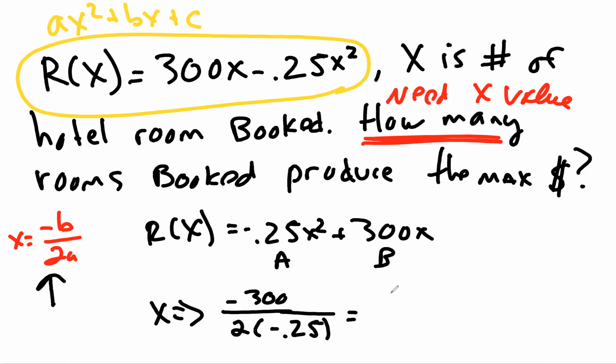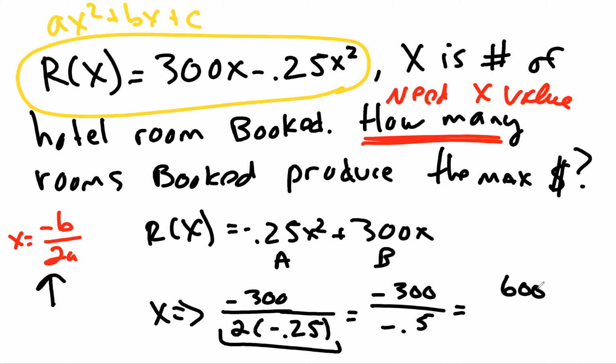For the time being, negative 300 is going to have to stay the same. I want you to do the bottom first, type it into your calculator first. So you're going to type 2 times negative 0.25, and that's going to equal negative 0.5. And now this is just a division problem. Negative 300 divided by negative 0.5. When you type that in your calculator, you're going to get the number 600.